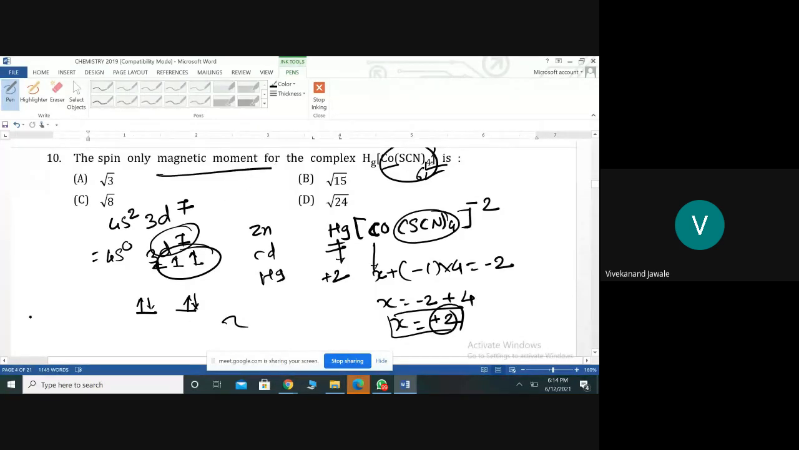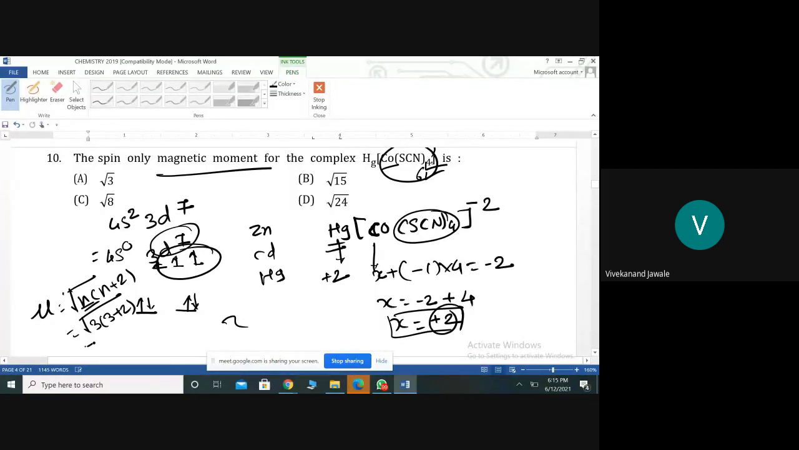Give me the formula, everyone. Root of n into bracket n plus 2. So what will be your n? What will be the value of n? Come on, louder. What will be the value of n? 3. 3 into 3 plus 2.